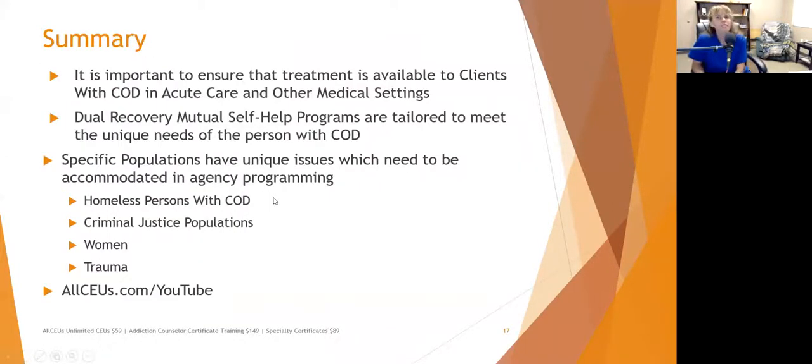Okay, so in summary, it is important to ensure that treatment is available to clients with co-occurring disorders in acute care and other medical settings, as well as traditional mental health settings. Dual recovery mutual self-help programs are essential, and they're tailored to meet the unique needs of the person with a co-occurring disorder. Specific populations have unique issues which need to be accommodated in agency programming in order to facilitate their success. And these populations can include homeless persons with co-occurring disorders, criminal justice populations, women, and individuals who have experienced trauma.